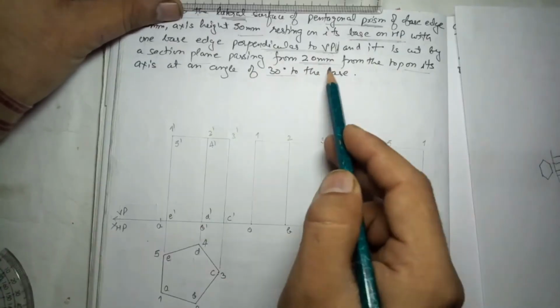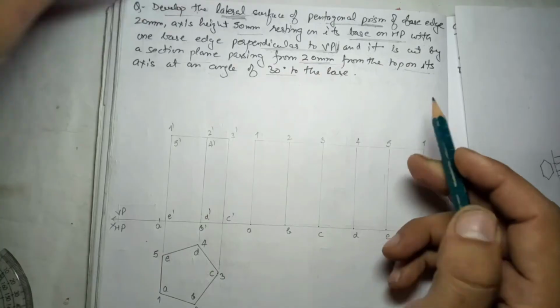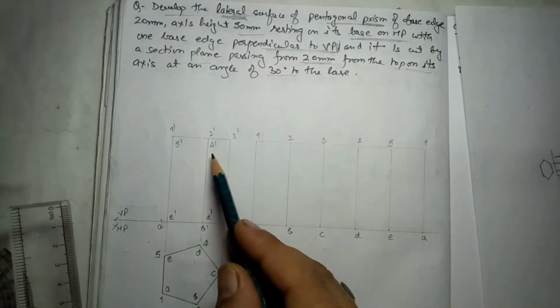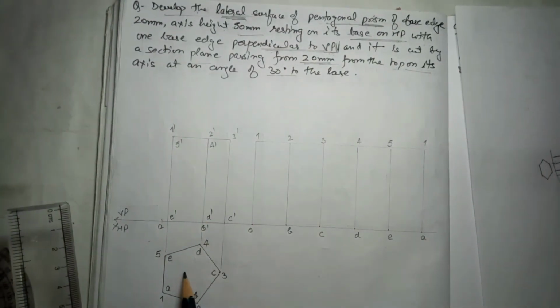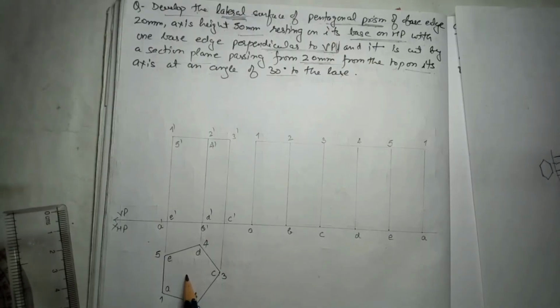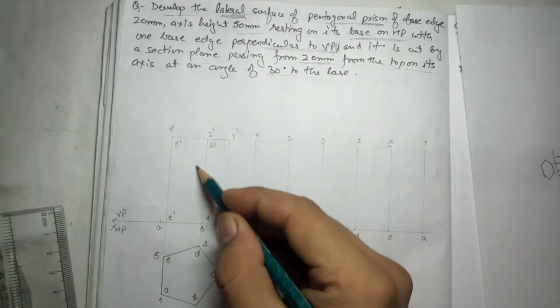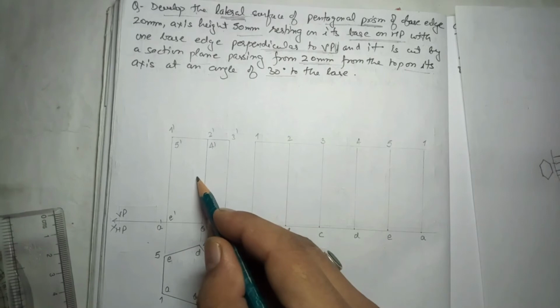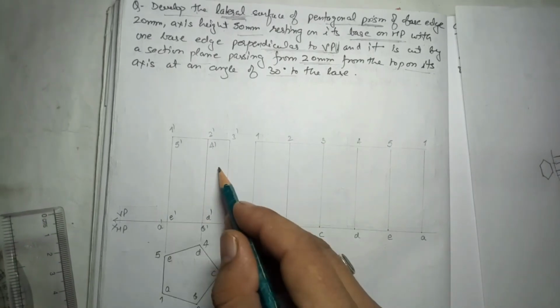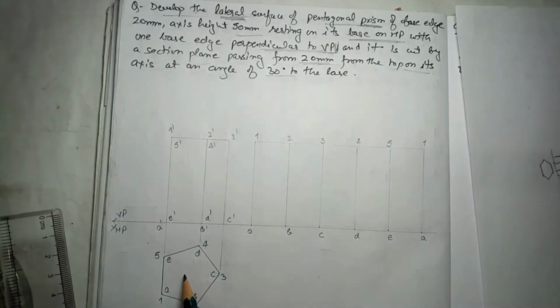It is cut by a section plane passing from 20 mm from the top on its axis. So here we are not having axis. Axis will be from the center of the base to the center of the top, and we will get the axis, then we will make the sectioning at that point on axis. So it means here I have to find out the axis. So how to find out the axis?